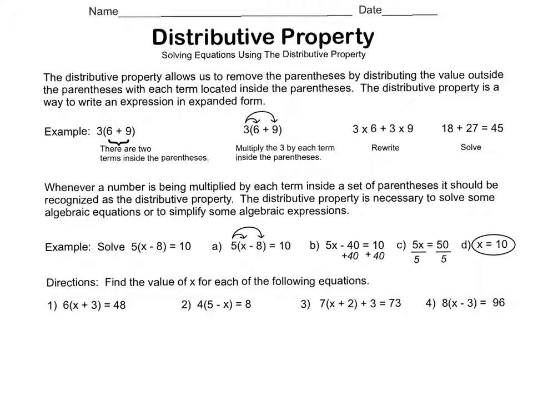So if we think about just what distributing is, if I'm a mail person, I'm distributing the mail. There's one person giving mail out to everyone on your street. Same thing with the distributive property. That number on the outside is being multiplied by everything on the inside. So whenever a number is being multiplied by each term inside a set of parentheses, it should be recognized as the distributive property. The distributive property is necessary to solve some algebraic equations or just to simplify some algebraic expressions.